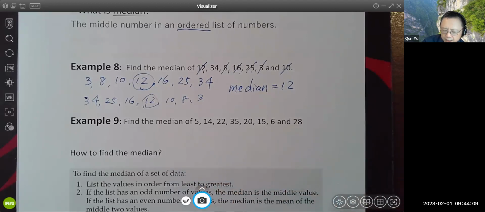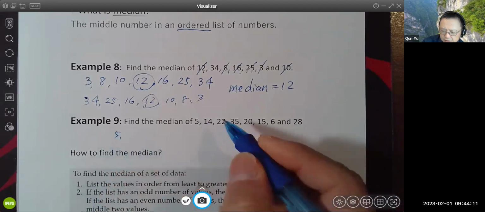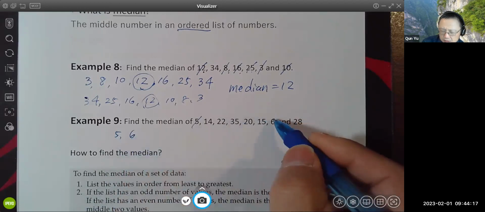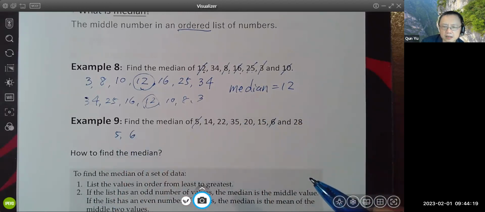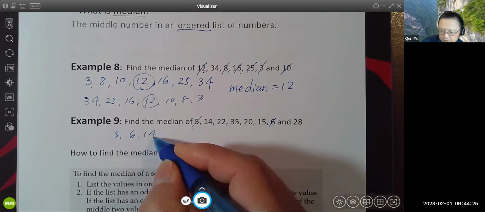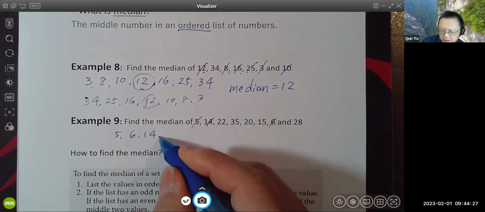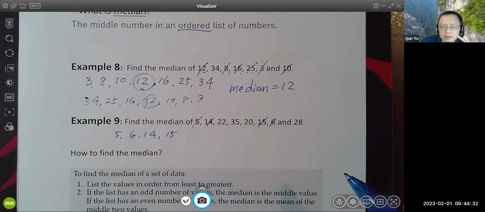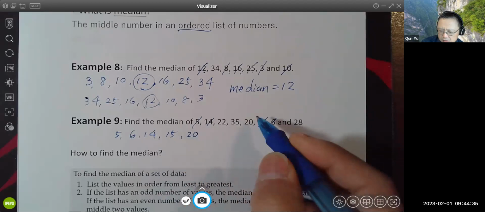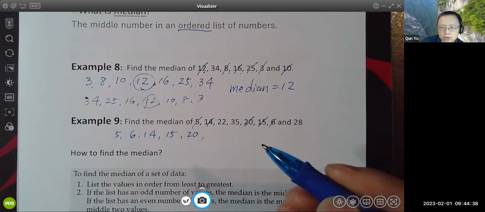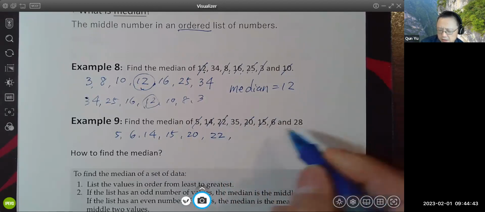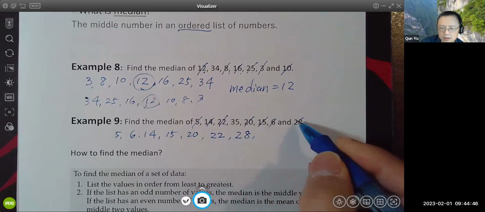So the first one is 5 and 6 and 14, 15 and 20, 22, 28 and 35.